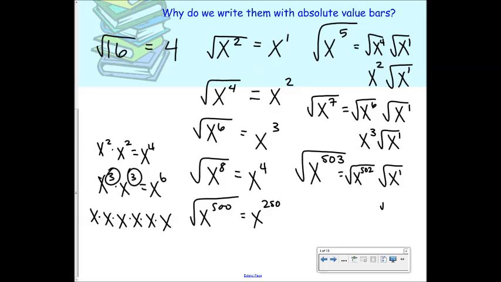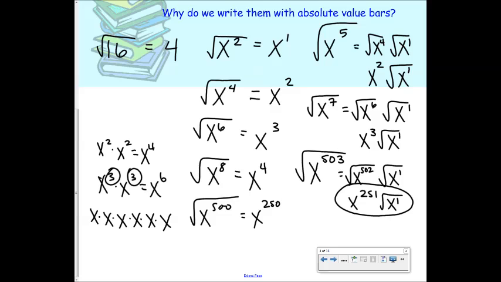And how come you picked 502? Because if you add them, you get 503. And 502 is what kind of number? Even. So that means you can divide it by 2, which gives you 251. And the radical of x to the 1. So that's your answer. That's as simple as it gets.